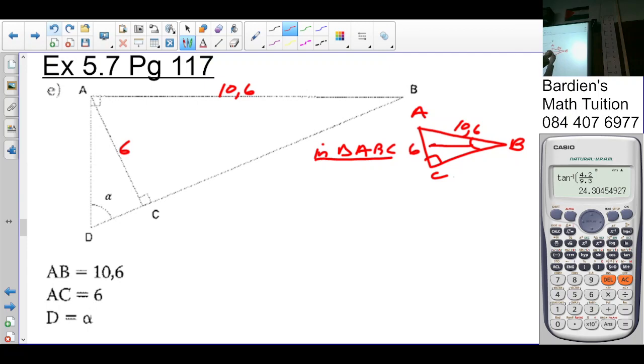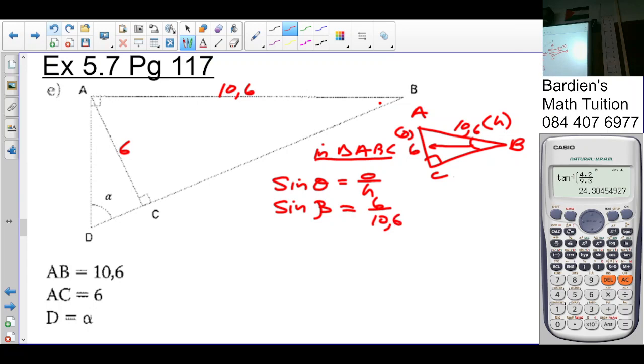So what did we say? What is that? That is your opposite. This is your hypotenuse. It's opposite of 90 degrees, so it makes it your hypotenuse. Which trigonometric function is opposite and hypotenuse? Sine. So I say sine of theta equals opposite over hypotenuse. So it will be sine. The theta angle now is B, equals opposite, which is 6, over hypotenuse, which is 10.6.